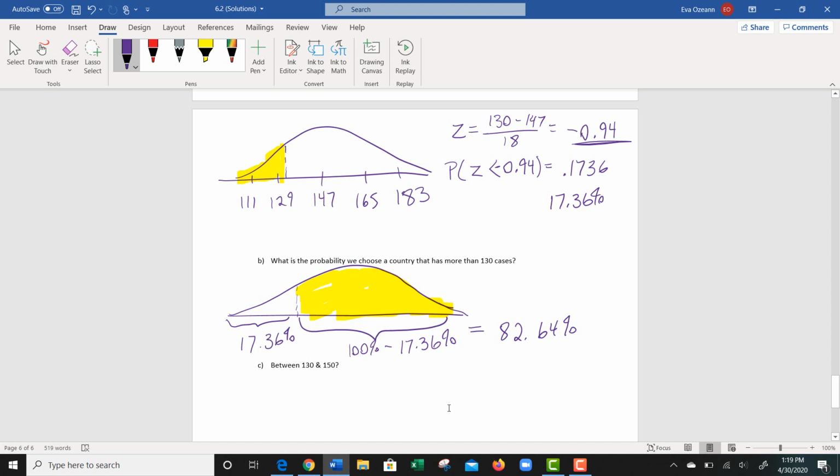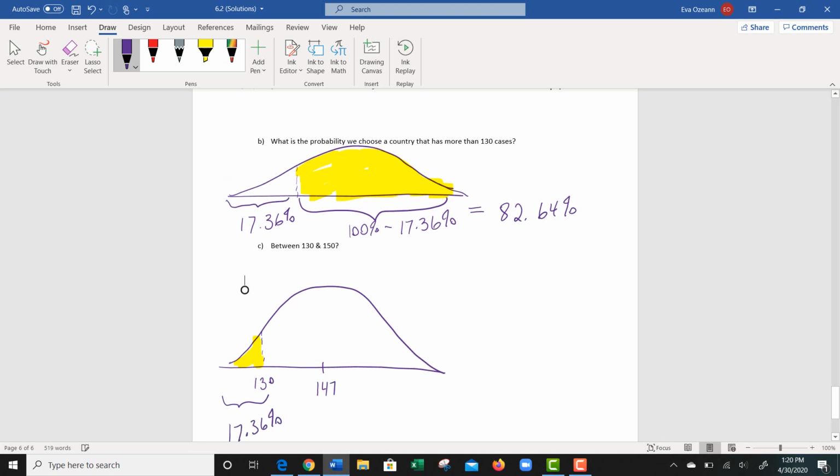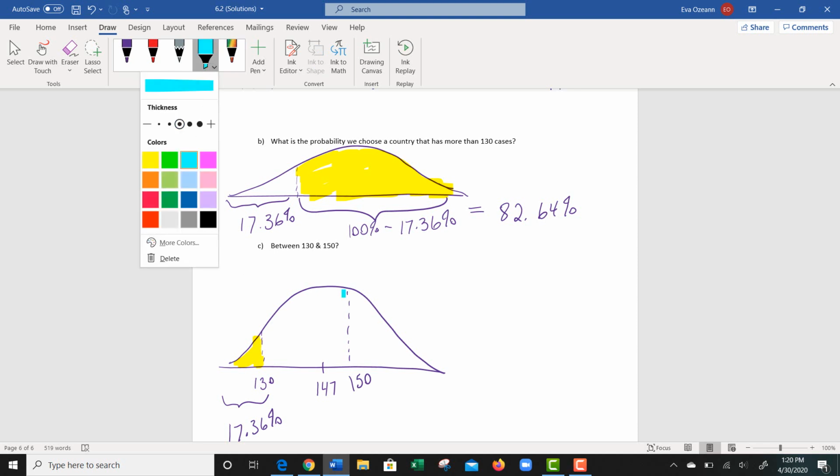Now for the last one, we want to do an in-between. So, what's the probability we see between 130 and 150? So, remember, we have 147 here. What we're going to do is find the probability that we see 130 cases or less. This is right here. We already found that. Okay, so I'm just going to write that in. That's that 17.36%. Now what we need to do is we want to find the probability that we see 150 cases or less. It's always going to be less, okay?